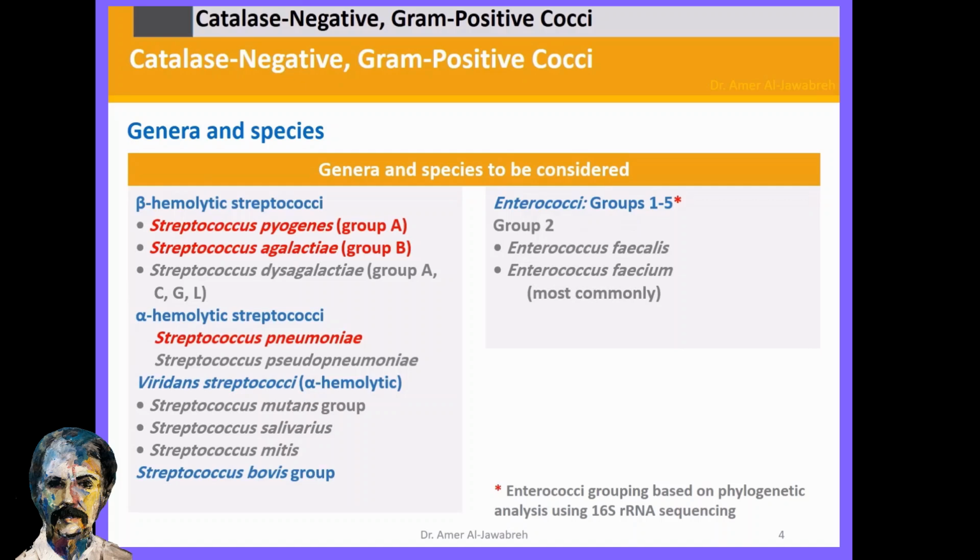So these are the ones. Pay attention to the 3 red ones, maybe a little bit to the enterococci. But the 3 red ones here are our focus and our interest and should be of importance: pyogenes, agalactiae, pneumoniae.